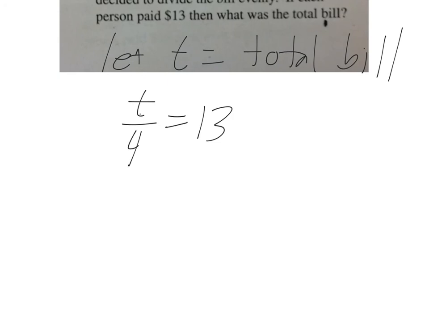So if I'm doing T divided by 4, you're going to want to multiply by 4, and 13 times 4. T divided by 4 times 4 is just going to equal T, and then 13 times 4 would be 4 times 10 is 40, 4 times 3 is 12, 40 plus 12 is 52. So the total bill would have been $52.